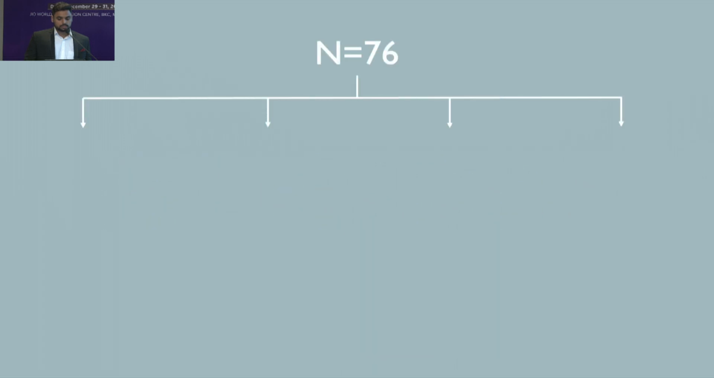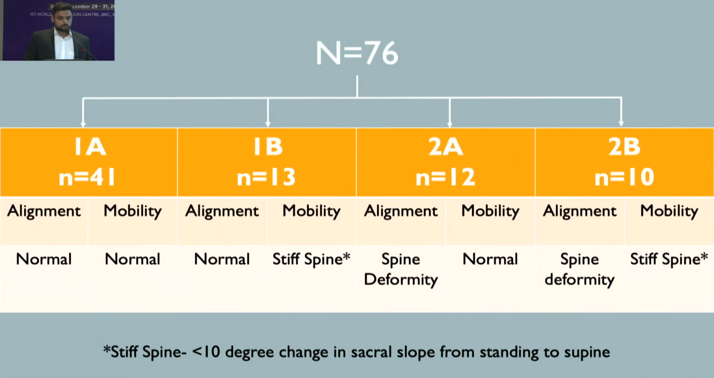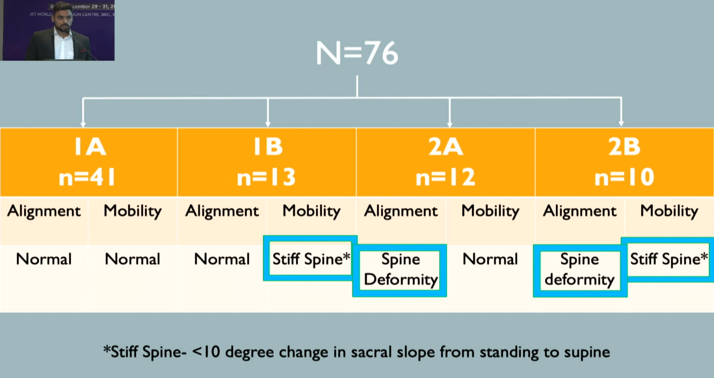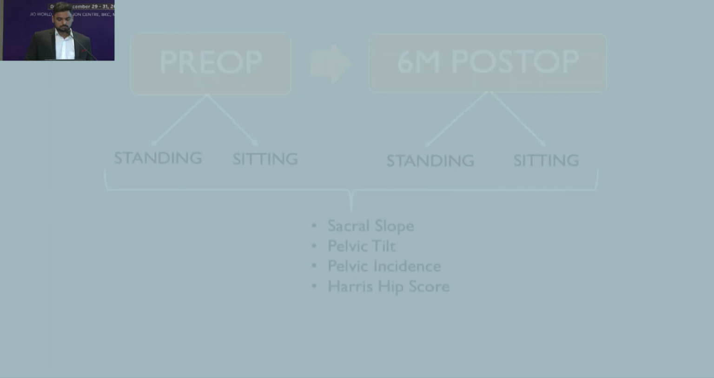The study comprises 76 patients who were classified into 4 groups: 1A, 1B, 2A and 2B. 1A being patients having normal alignment and normal mobility, 1B being patients having normal alignment but stiff spine. Here stiff spine is defined as a change in sacral slope from standing to sitting position of less than 10 degrees. Whereas 2A being patients having spinal deformity or imbalanced spine, which is defined as the difference between pelvic incidence and lumbar lordosis of more than 10 degrees. Whereas 2B being patients having both imbalanced spine as well as stiff spine.